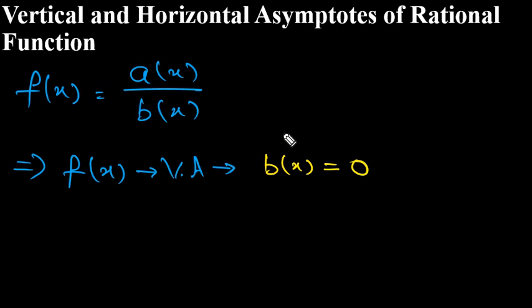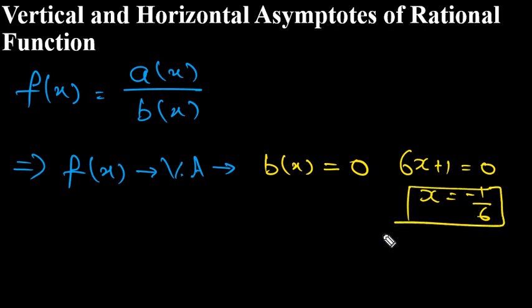What do I mean? For example, if b of x is 6x plus 1, then if it is equal to 0, what will you get? x equal to negative 1 over 6. So what will be your vertical asymptote? x equal to negative 1 over 6. So that's how you will find the vertical asymptote, by setting the denominator equal to 0, in all rational functions.